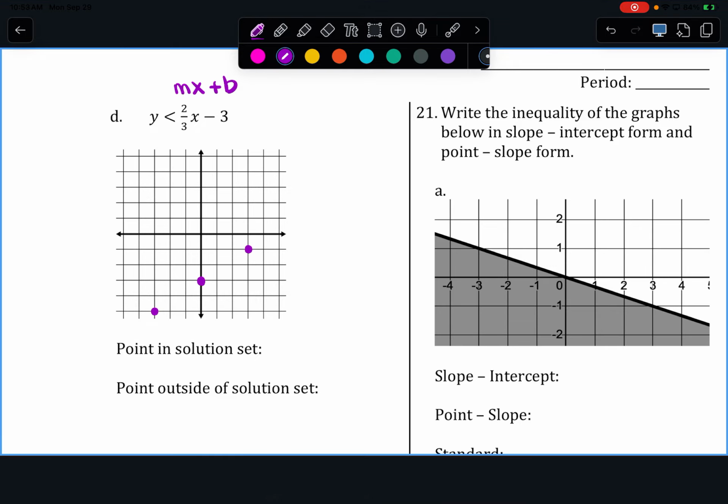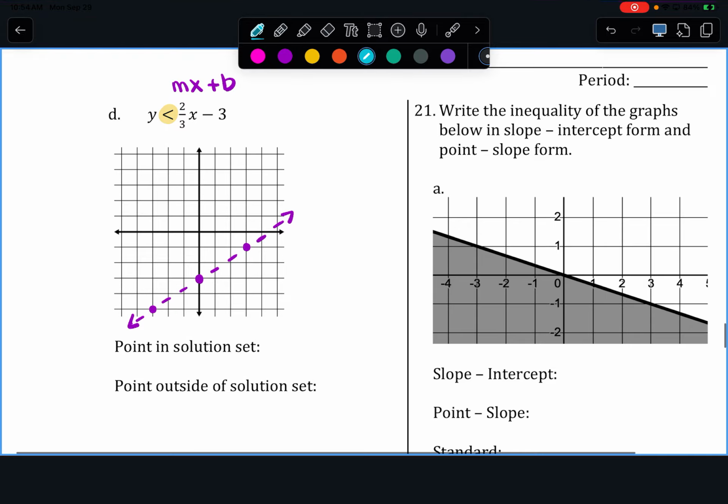Now we need to look at that inequality symbol. I do not see an equal to bar, which tells me that this should be a dashed line. That means none of the points that lie on the line would work. And it says y is less than the line. Here's my current y value on the y-axis, and I want the side where all my y values are less than that. So less than means I'm shading below the line.